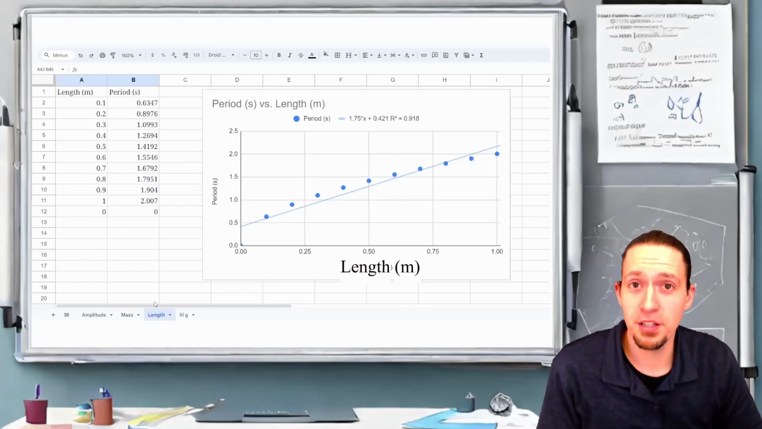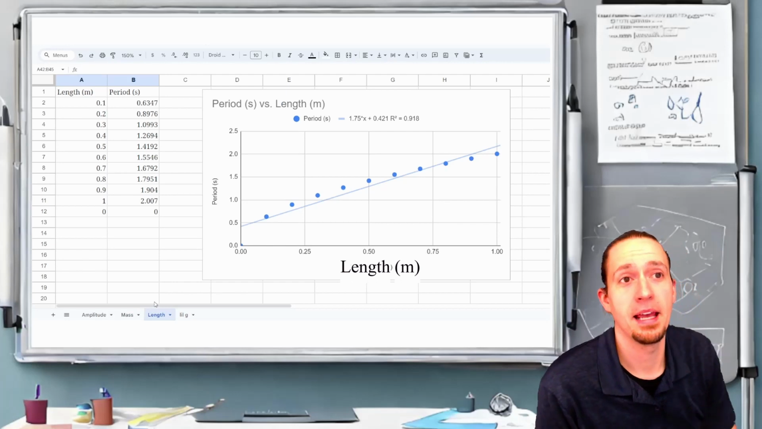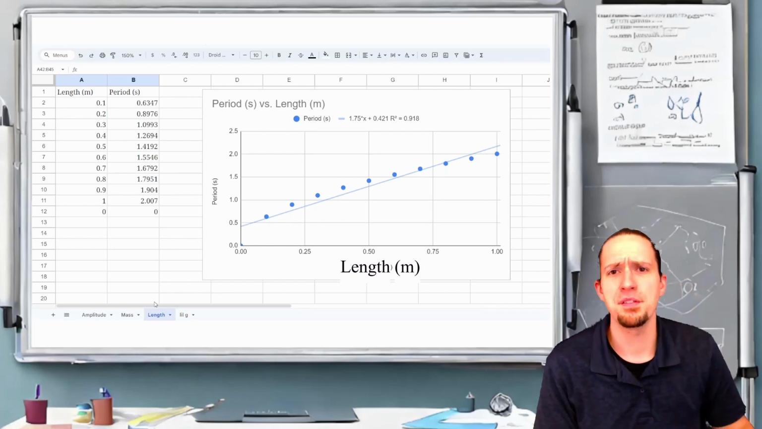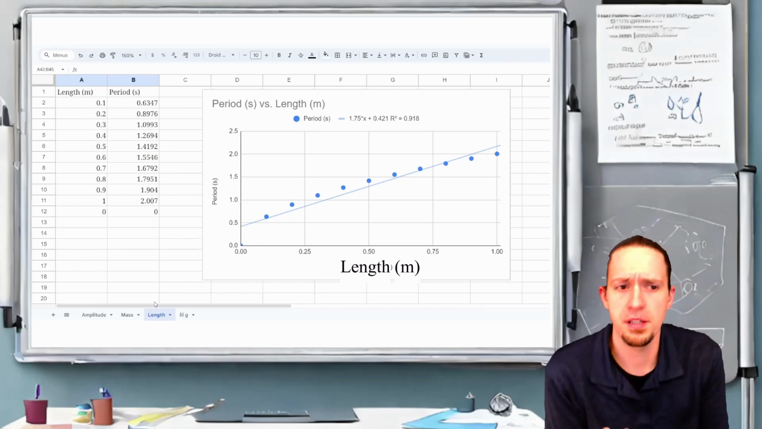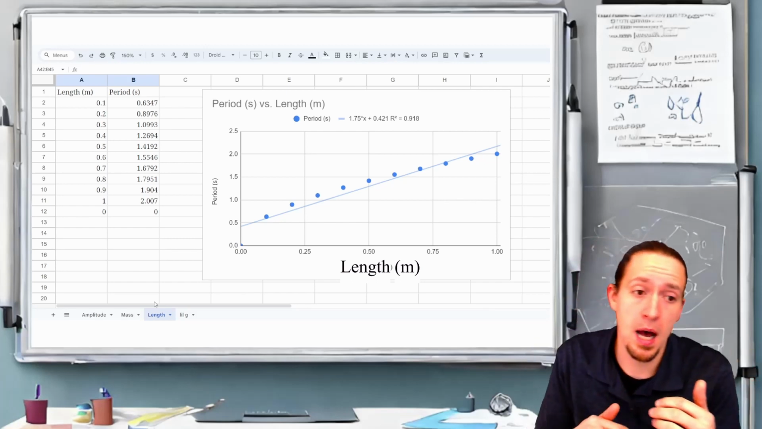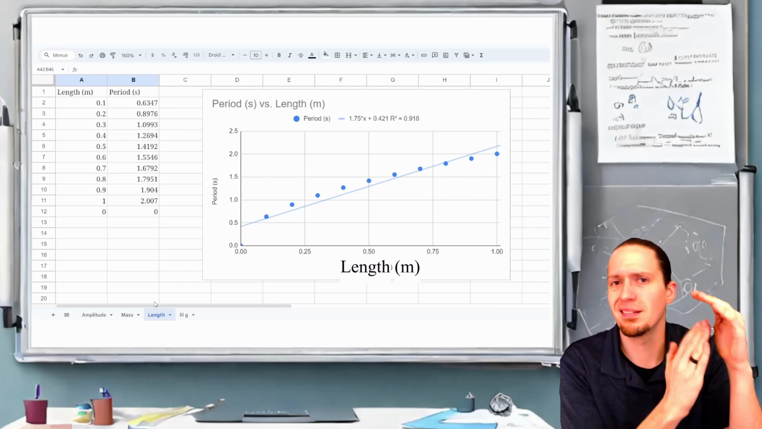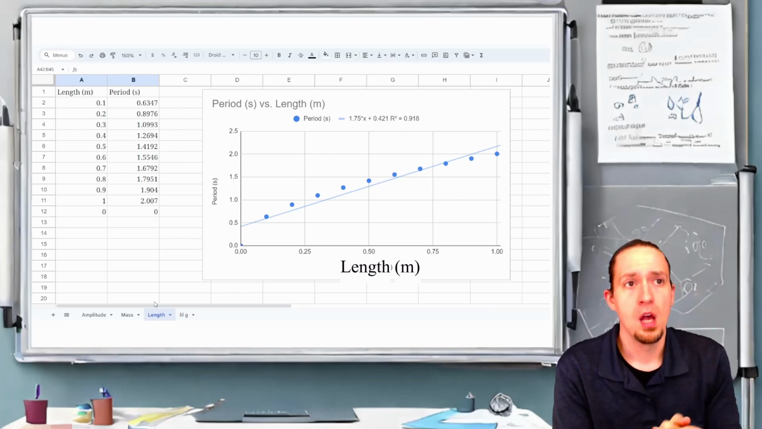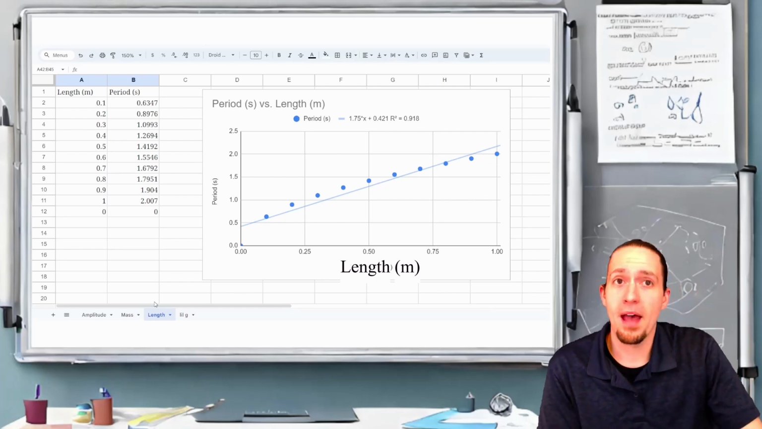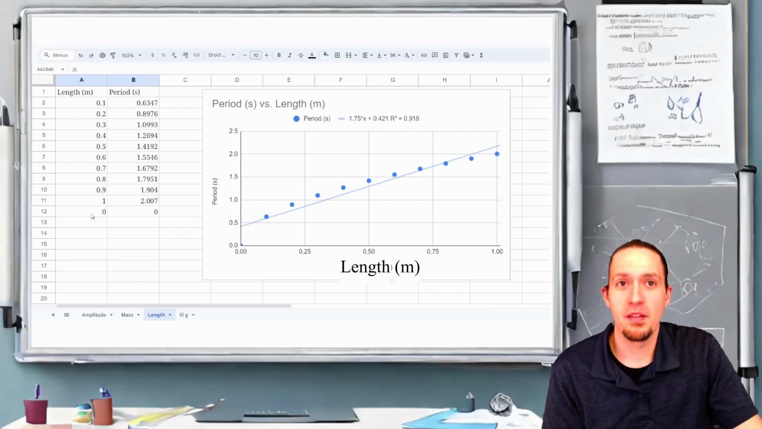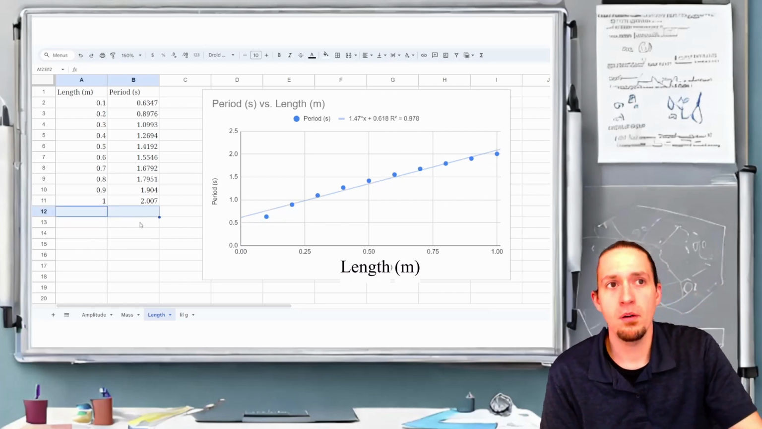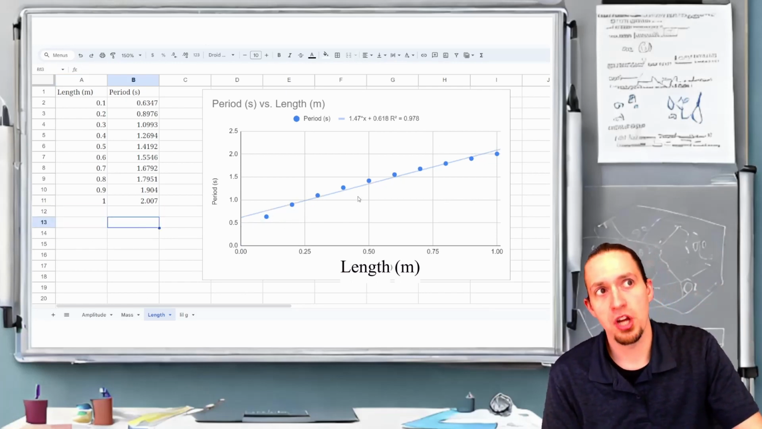Our final relationship that we're looking at is length and period. And for me, I added a 0, 0 on here. I think it makes sense for this graph because with no length, it would not be able to oscillate or to cycle back and forth. So I think that makes sense. And when you add that 0, 0, wow, can you see that? Even if you take the 0, 0 out, you can still see that shape that's going on there.